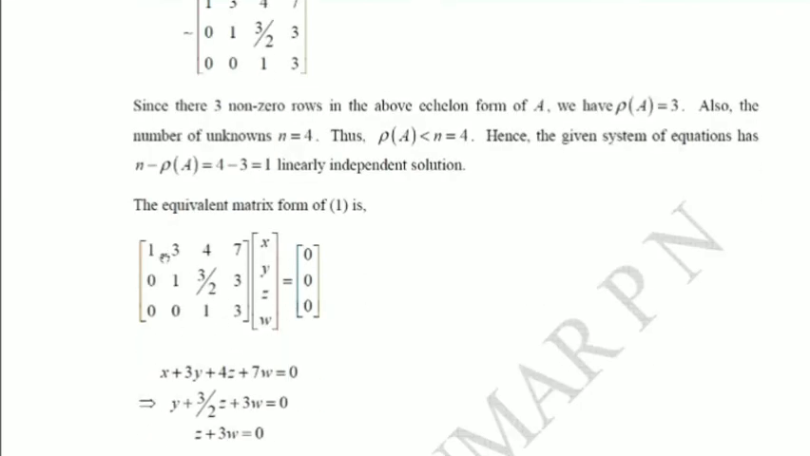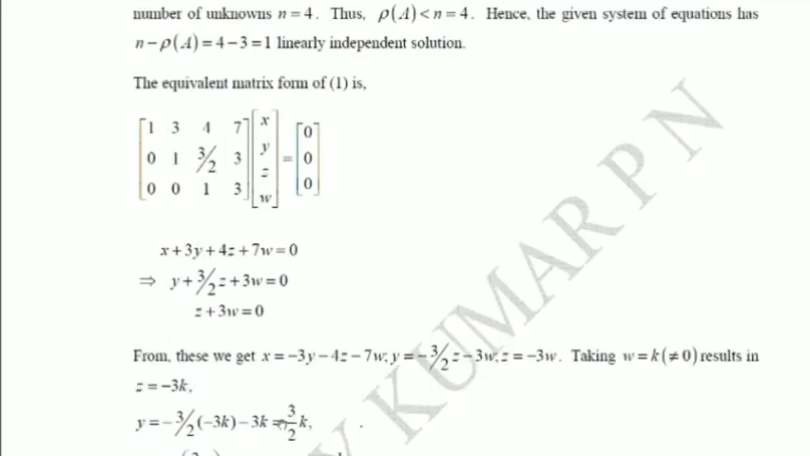Now multiply them. First row into first column: 1 into x plus 3 into y plus 4 into z plus 7 into w is equal to 0. Now, second row into first column: 0 into x plus 1 into y plus 3 by 2 into z plus 3 into w equal to 0. Next, third row into first column: 0 into x plus 0 into y plus z plus 3w equal to 0.